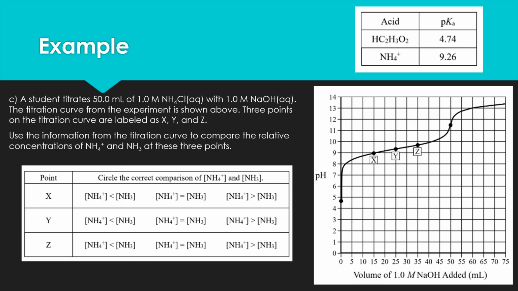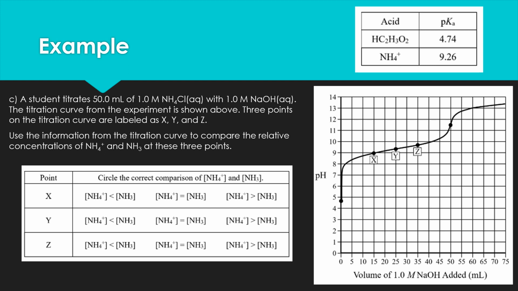All right. So let's continue on this example. We've got the pKa values of two of our chemicals given again. So letter C, a student titrates 50 milliliters of 1 molar ammonium chloride with 1 molar sodium hydroxide. So you can see our chemicals there. A titration curve from the experiment is shown over the side. 3 points on the titration curve are labeled as X, Y, and Z. Use the information from the titration curve to complete the relative concentrations of ammonium and ammonia at the 3 points.